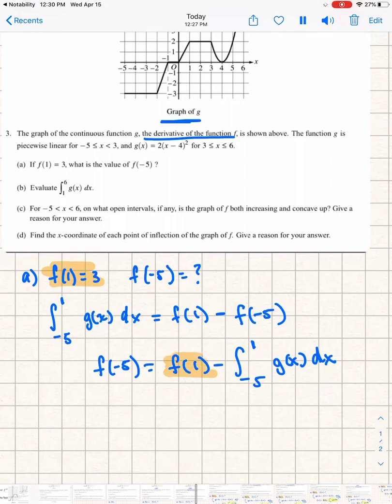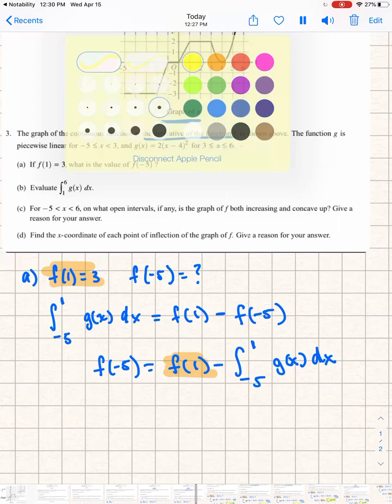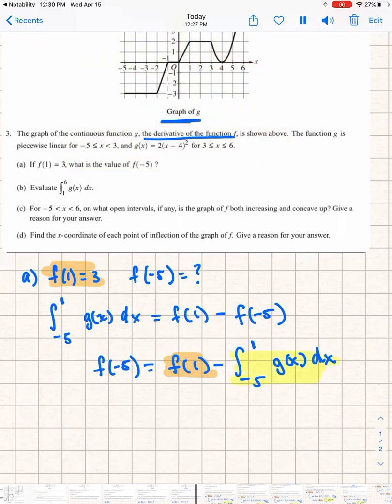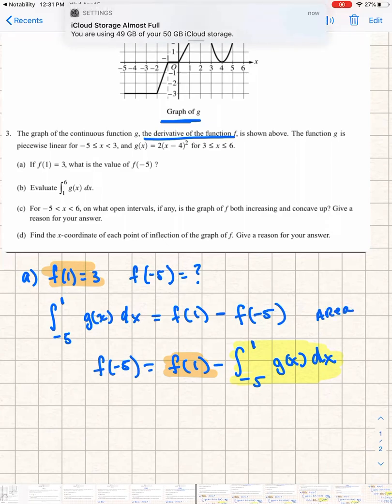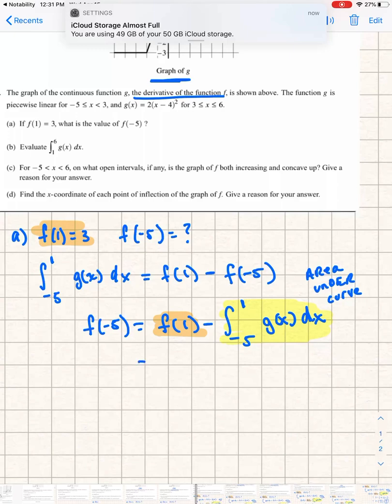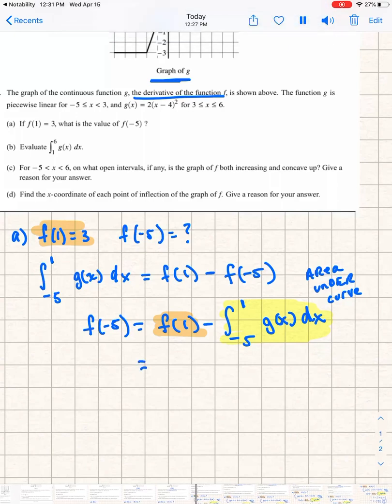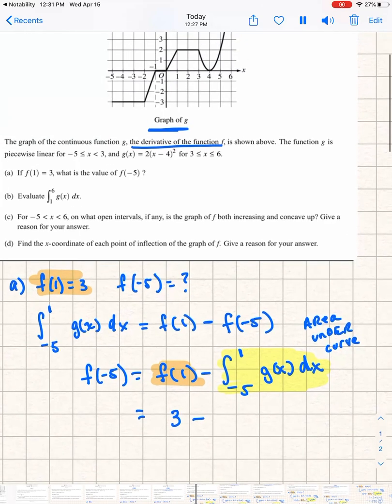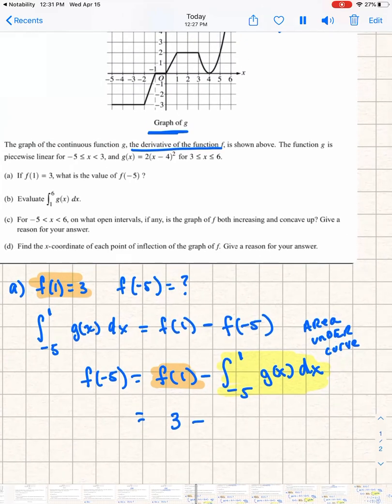Now, for our integral from -5 to 1, really all we are looking for is the area under the curve. Okay, if we know the area under the curve, then we could get what f of -5 is. So f of 1 was 3 minus, and now let's go back up to our graph. -5 to 1, that's what we want to find.